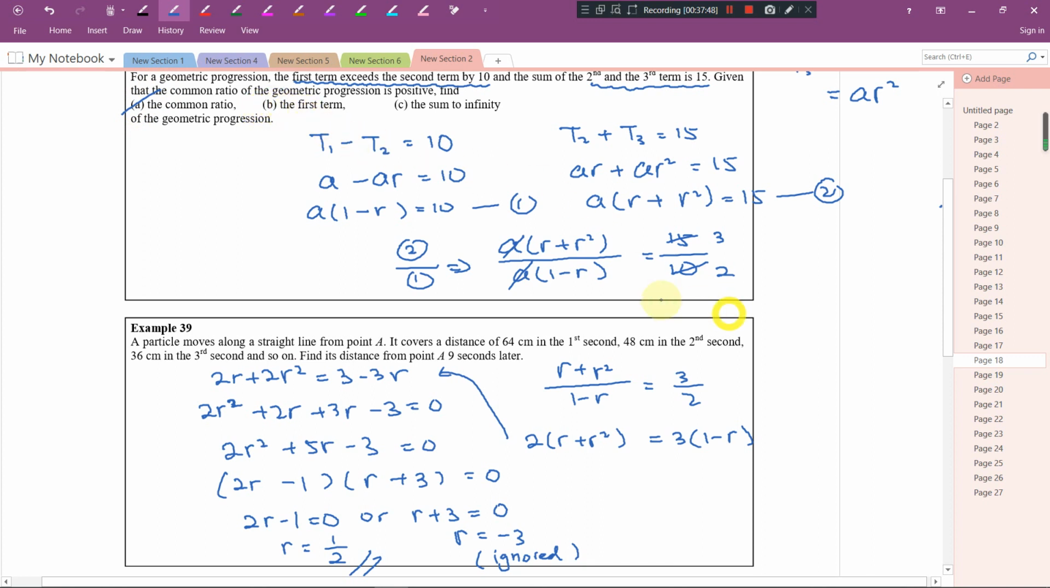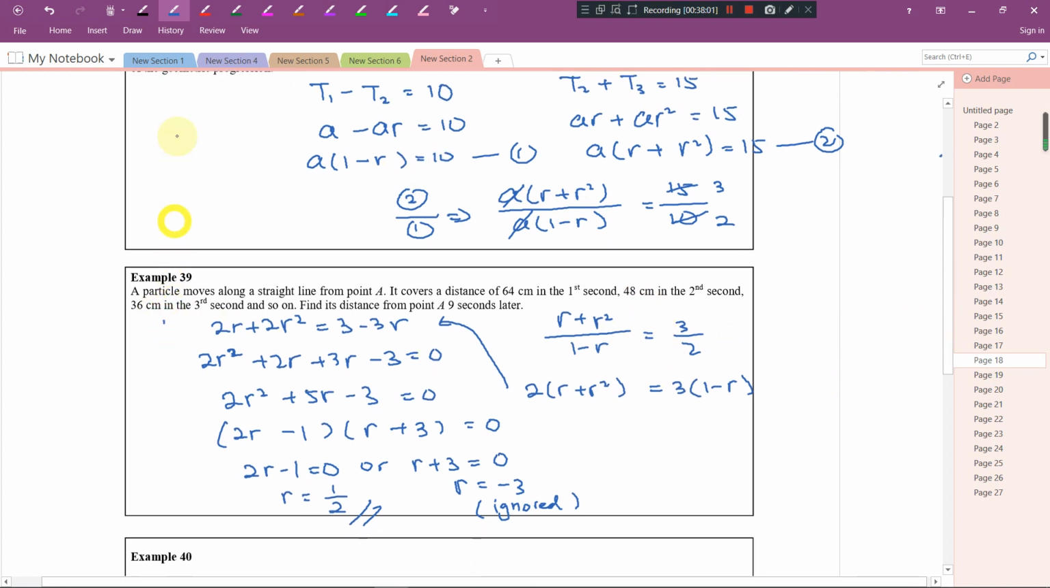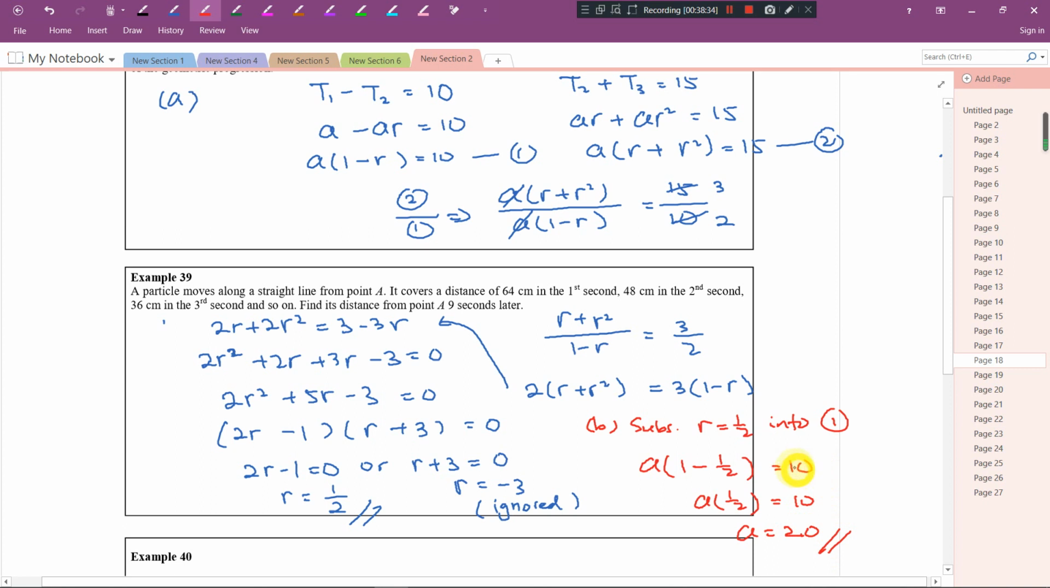So how about part B, the first term? The first term is A, right? So you just use this value and substitute into the first equation or the second equation. I think the first equation is easier. Now let's go to part B. Let me use another color. Substitute r equal to 1 over 2 into the first equation. So A(1 minus r) equal to 10. 1 minus 1 over 2, you will get 1 over 2. So you move it over here, 2 times 10, 20. Okay, so the value of A is 20.